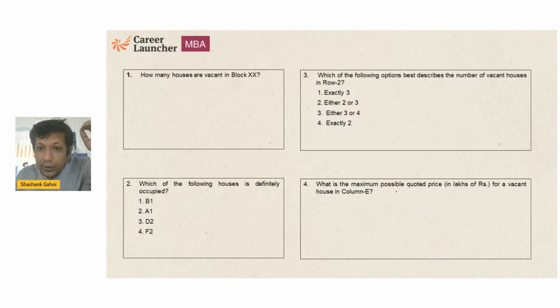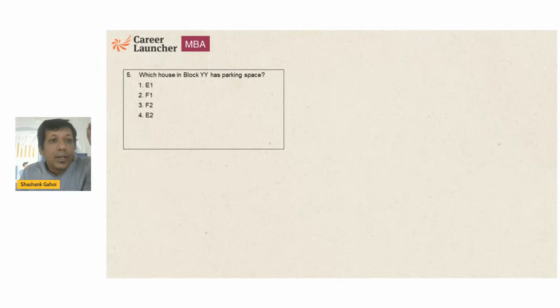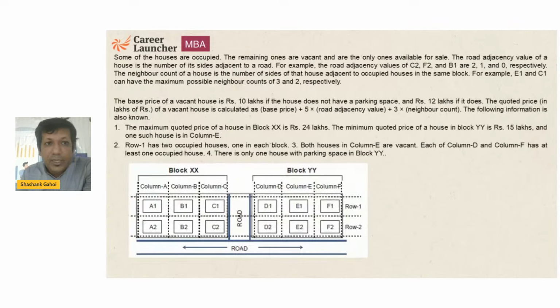Maximum possible quoted price for vacant house in column E. It means I cannot calculate the actual value. There are going to be some possibilities. Otherwise, the question would not ask the maximum value. This is what it is saying. Now, which of the following houses has parking space in block YY?